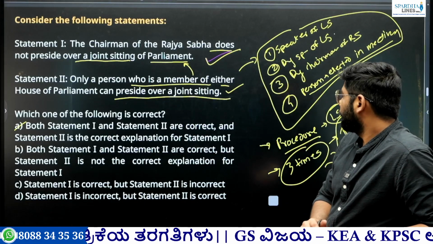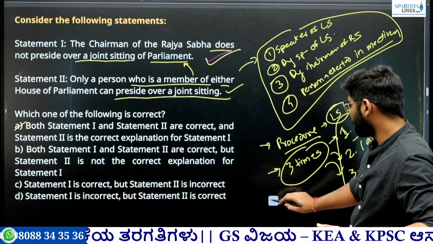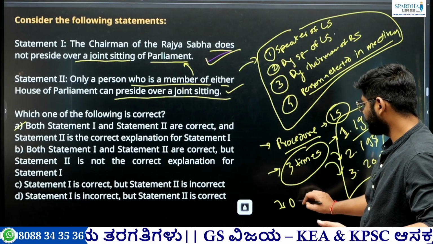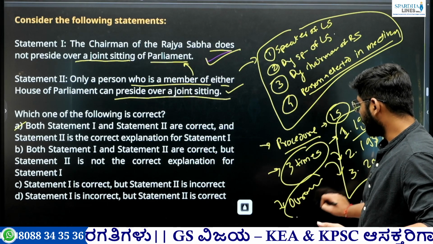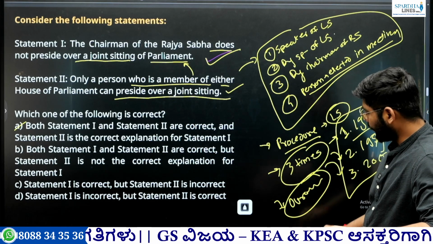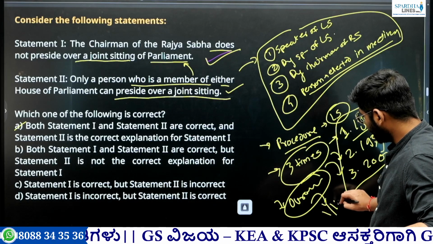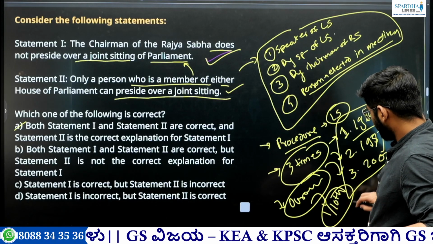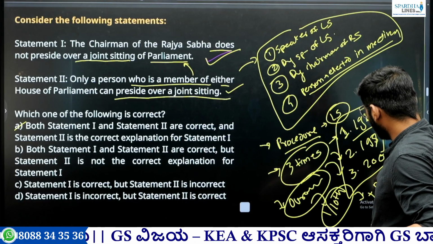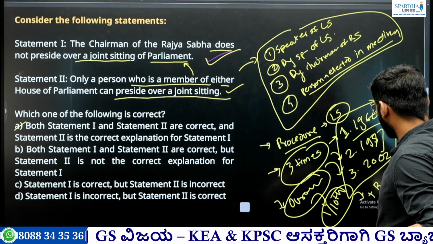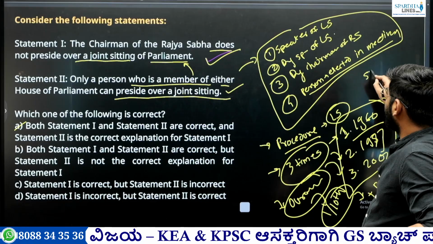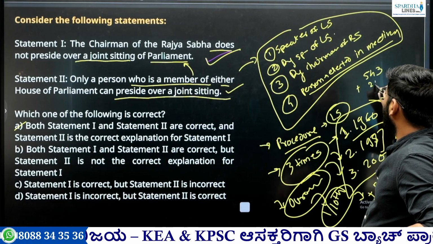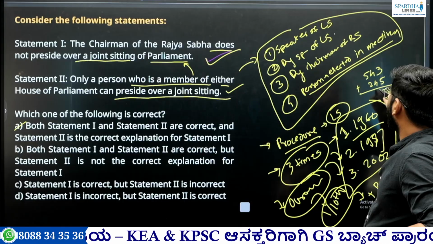Also, one part remained: the quorum. The quorum of the house should again be 1/10 of the total number of members of both houses. Consider that the Lok Sabha currently has 543 members plus Rajya Sabha 245. So what will it become here?